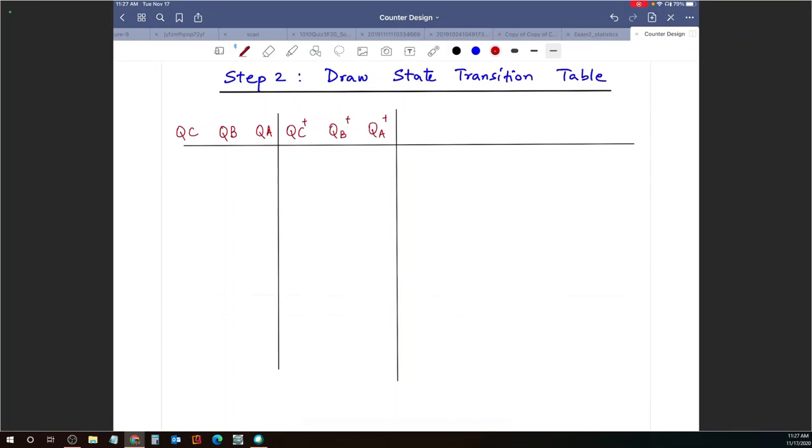Now I need to fill out what goes to what, right? And this is a table, so I need to talk about each and every entry here. So QC, QB, QA are what? Current state. Current state of the counter. And that is going to the next state of the counter.